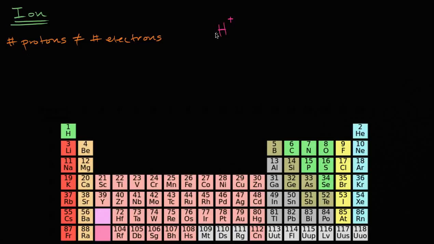And so when we talk about a positive ion like this, where the number of protons is more than the number of electrons, we call these cations. Cation, once again, is just another word for positive ion.